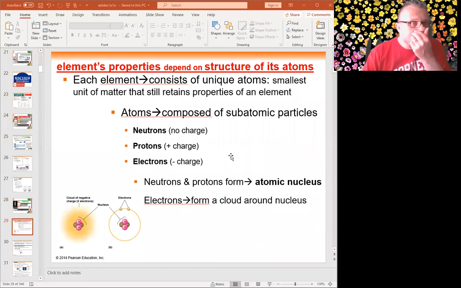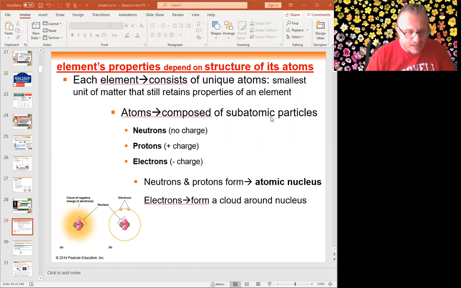So an element's properties depend on its atoms. Each element consists of unique atoms. That's why they are specific elements. The atom is the smallest unit of matter that still retains the properties of the element. Atoms are composed of subatomic particles, right? Protons, neutrons, and electrons. So you know that.